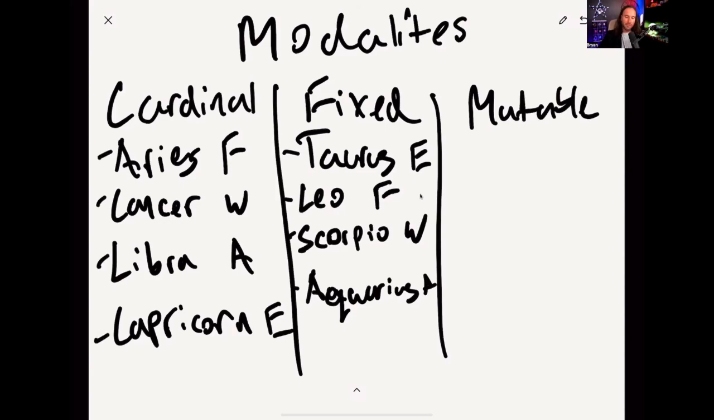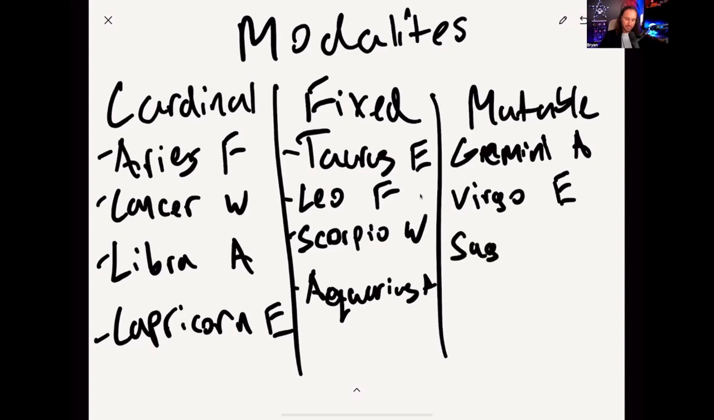And then mutable, we of course come to Gemini, which is air, of course. Then we come to Virgo, which is Earth. Then we go to Sagittarius, fire, and Pisces, water. So these are the signs that change. We realize that we started things, we held on to things, and now we're losing sort of momentum.